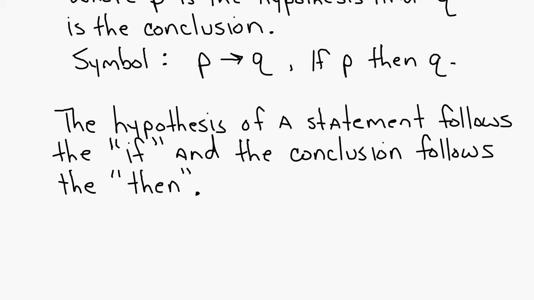Okay, check it out. Identify the hypothesis and conclusion of the statement. A number is divisible by 3 if it is divisible by 6. What's the hypothesis? It is divisible by 6. Good. What's the conclusion? A number is divisible by 3. Make sense? Very good. Nice job.